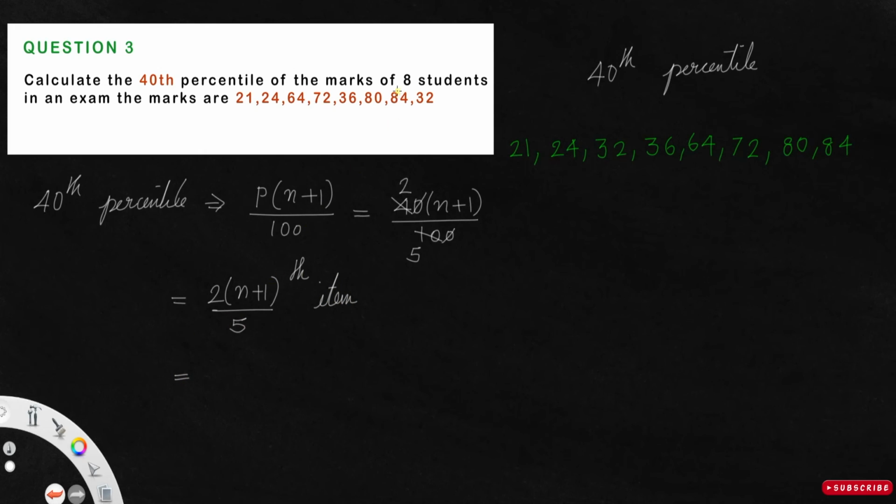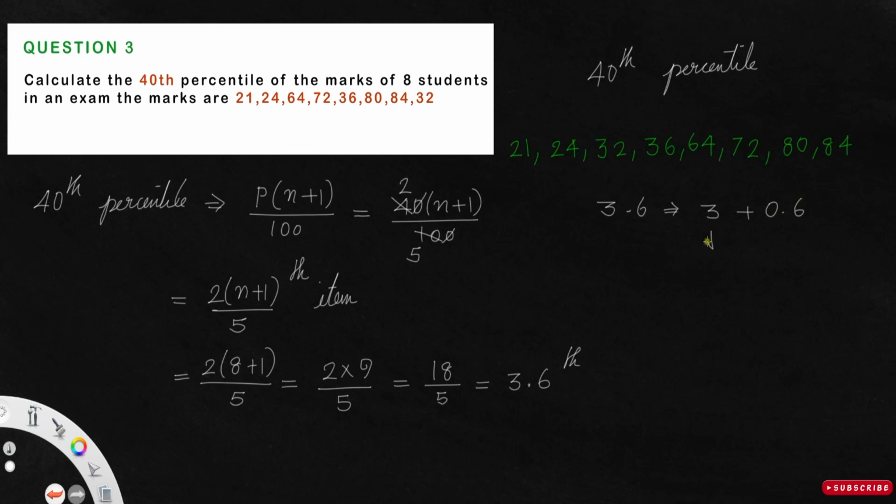Now I can put the value of 8 instead of n. So 2 into 8 plus 1 divided by 5. So 2 into 8 plus 1 is 9 divided by 5. That's actually 18 by 5. That is 3.6, the 3.6th item. I can write 3.6 as 3 plus 0.6. That means the third item plus 0.6 times the fourth minus third.